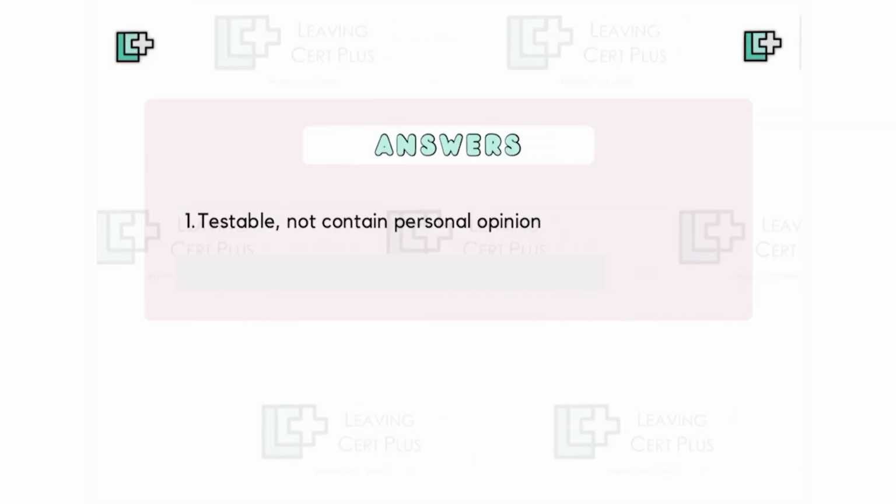So our hypothesis should be testable and it should not contain a personal opinion. Things that make an experiment fair is making it non-biased and testing a large sample size.